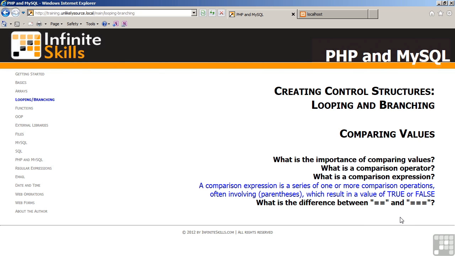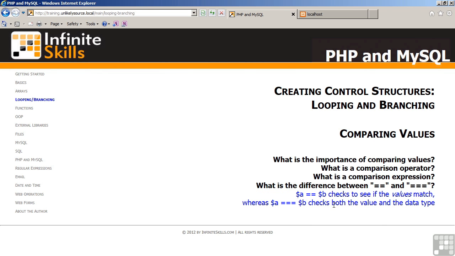A comparison expression is a series of comparison operations, which can be complex, involving parentheses and logical ands and ors, the final result being a value of true or false. What is the difference between double equal and triple equal? Double equal will check to see if the values match. Triple equal, also referred to as identity equal, checks both the value and the data type. This concludes our discussion of comparing values.